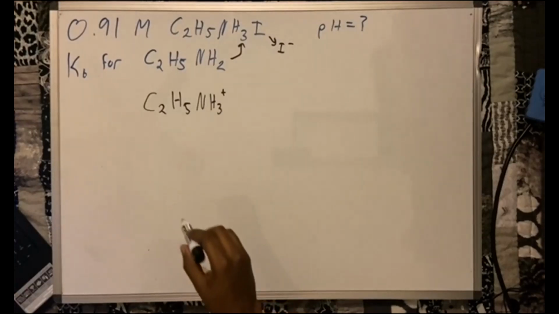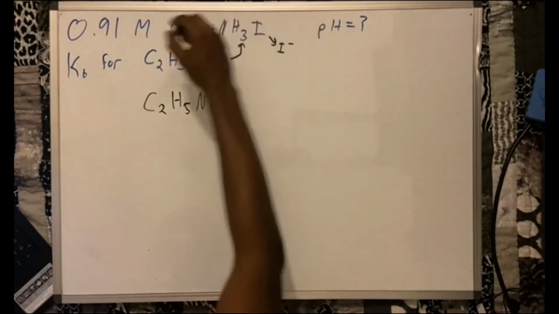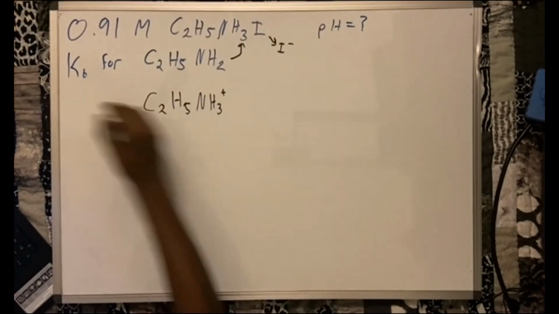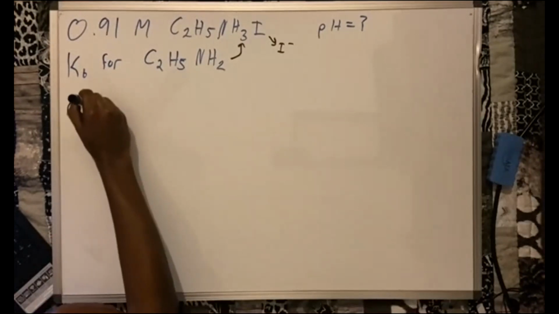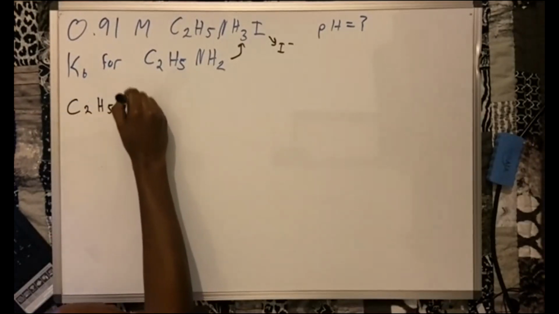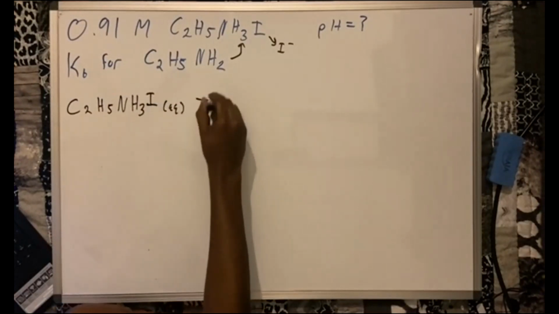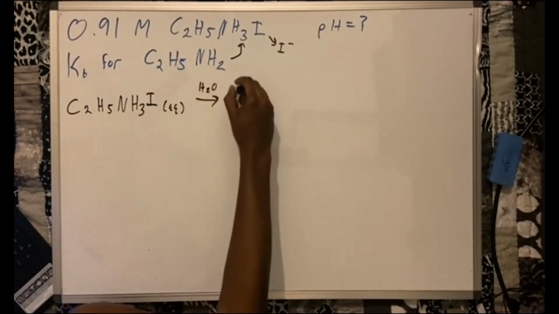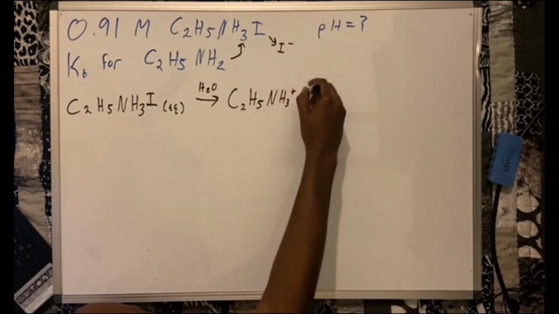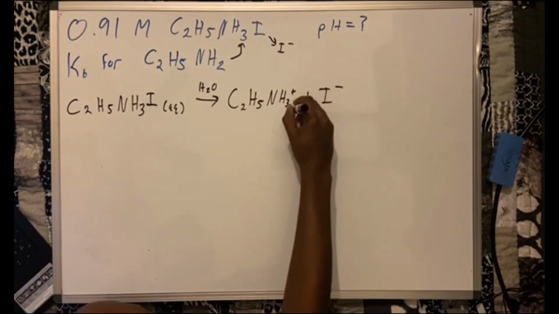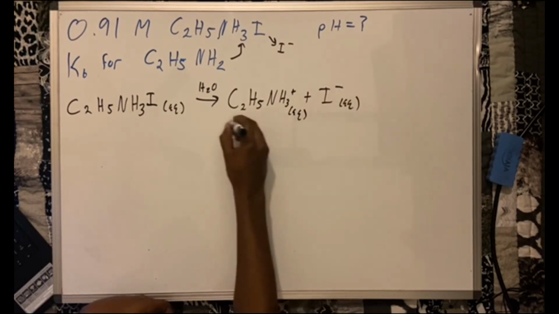Okay, yes, why did you do that? So good question. So this is aqueous, right? This is an aqueous solution. So I guess I kind of cheated here. Let's do this. So I have my C2H5NH3I. This is aqueous. And when I put it in water, so I'm putting in my H2O, it really exists as C2H5NH3 plus and I minus. These are aqueous as well. All right, so this is what they really show up as in the water.